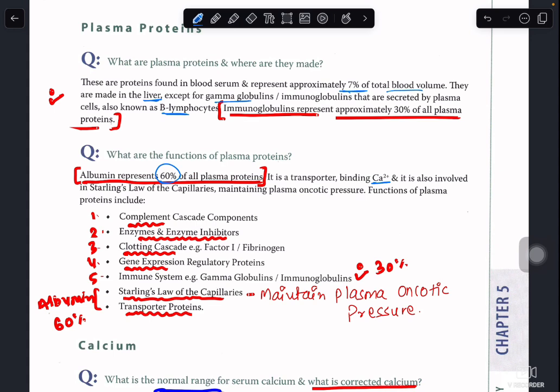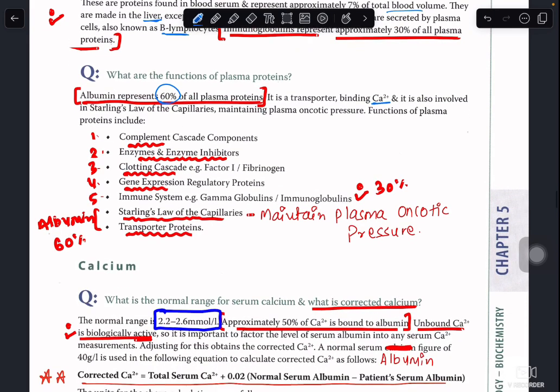Functions of plasma proteins include complement cascade components, enzymes and enzyme inhibitors, the clotting cascade, for example factor 1 fibrinogen, gene expression regulatory proteins, the immune system like the gamma globulins and immunoglobulins, Starling's law of capillaries to maintain the plasma oncotic pressure, which we have already discussed, and transporter proteins.